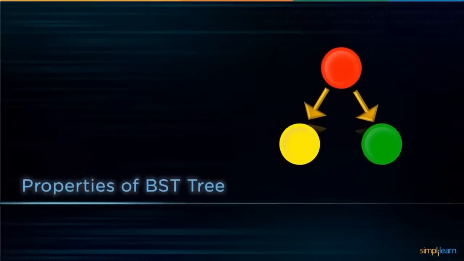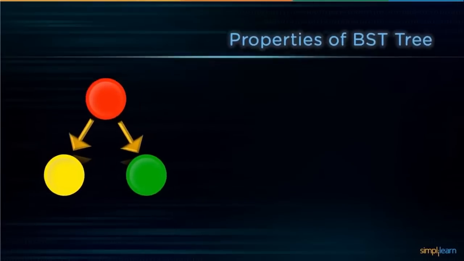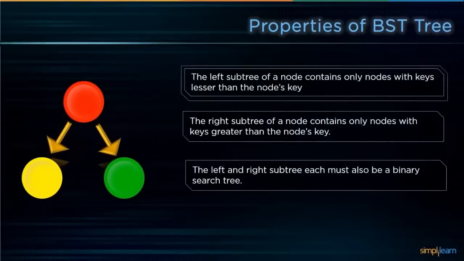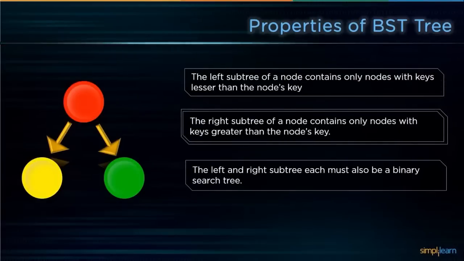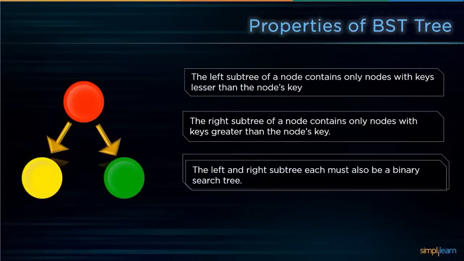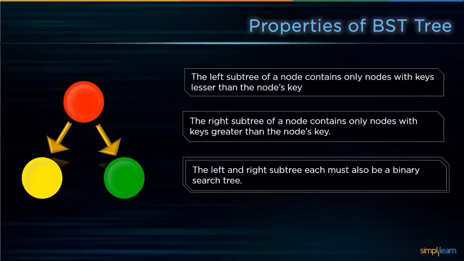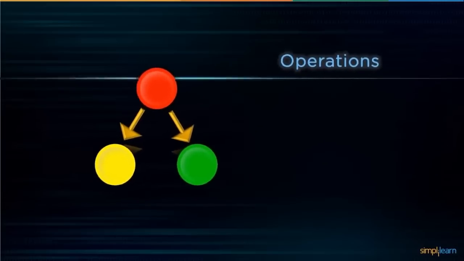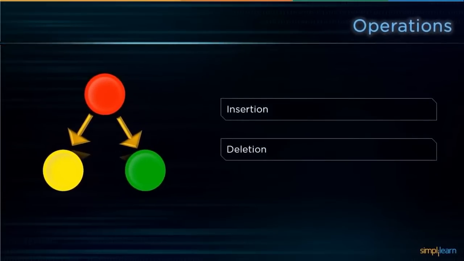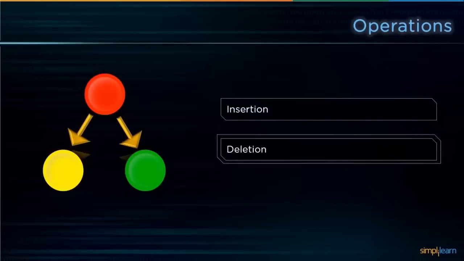Next up, properties of binary search tree. First up, the left subtree of a node contains only nodes with keys lesser than the parent node. Next up, the right subtree of a node contains only nodes that are greater than the parent node. The left and the right subtree each must also be a binary search tree. Next, let's discuss what are the operations we can perform on a binary search tree. First up, insertion. Last, deletion. Let's discuss them in detail.